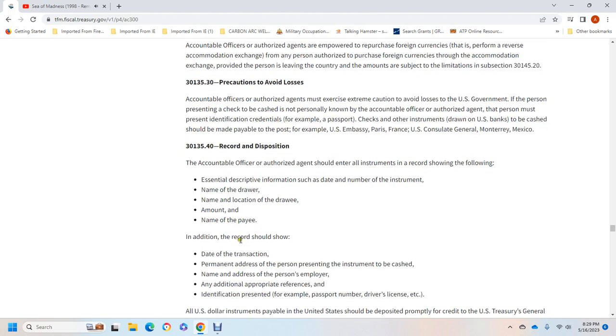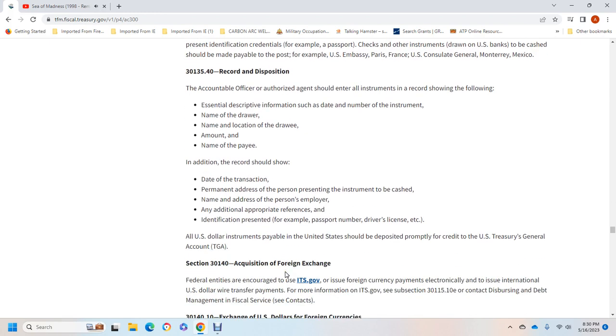313540, recorded deposition, accounting officer for the authorized agent, and should enter all instruments of record showing the following: the essential descriptive information, except for the date, number of the instrument, name of the drawer, name of the location of the drawee, amount of the name of the payee, with the addition of the recorder should show the date of the transaction, personal address of the presenting with the instrument, with cash, with the name of the address of the person's employer, additional appropriate reference for the additional identification presented with the example of the passport, with the driver's license, etc. All U.S. dollar instrument prepared with the United States should be deposited properly with the credit of the U.S.